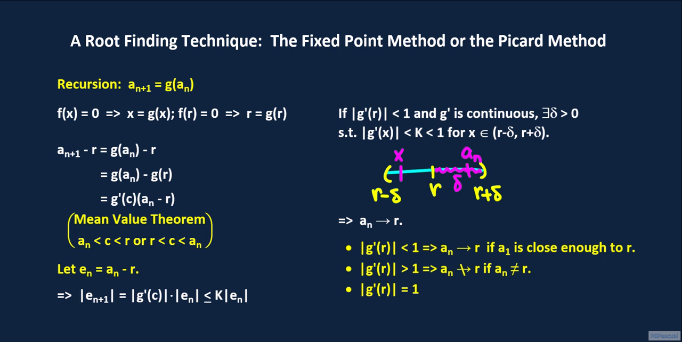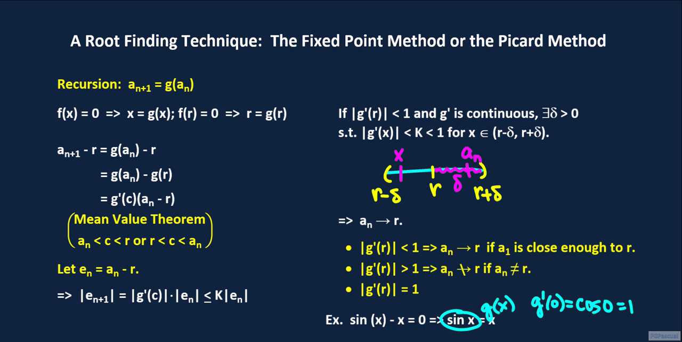Take, for example, the equation sin x minus x equals 0, which can be reformulated into the equation sin x equals x, with sin x equal to g of x. The root is r equals 0, and g prime of 0, which is cosine 0, is 1.